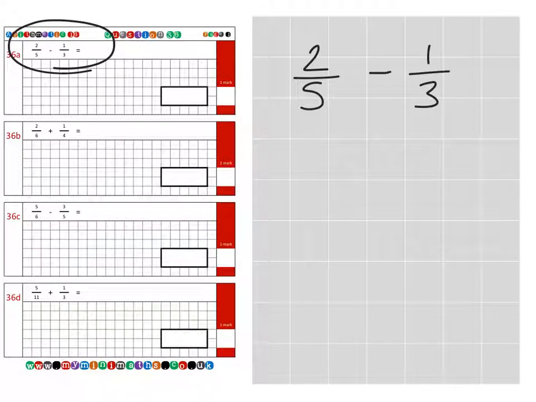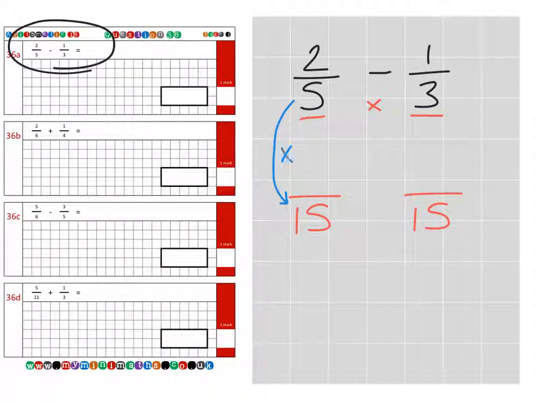Now what we need to do is we need to make sure that these two denominators are exactly the same. They are common denominators. Now the easiest way of doing that is to multiply them. So 5 times 3 is 15. And these become our new common denominators. Now to get from 5 to 15, I have multiplied by 3. So I need to do the same with the numerator at the top. So 2 times 3 is 6.